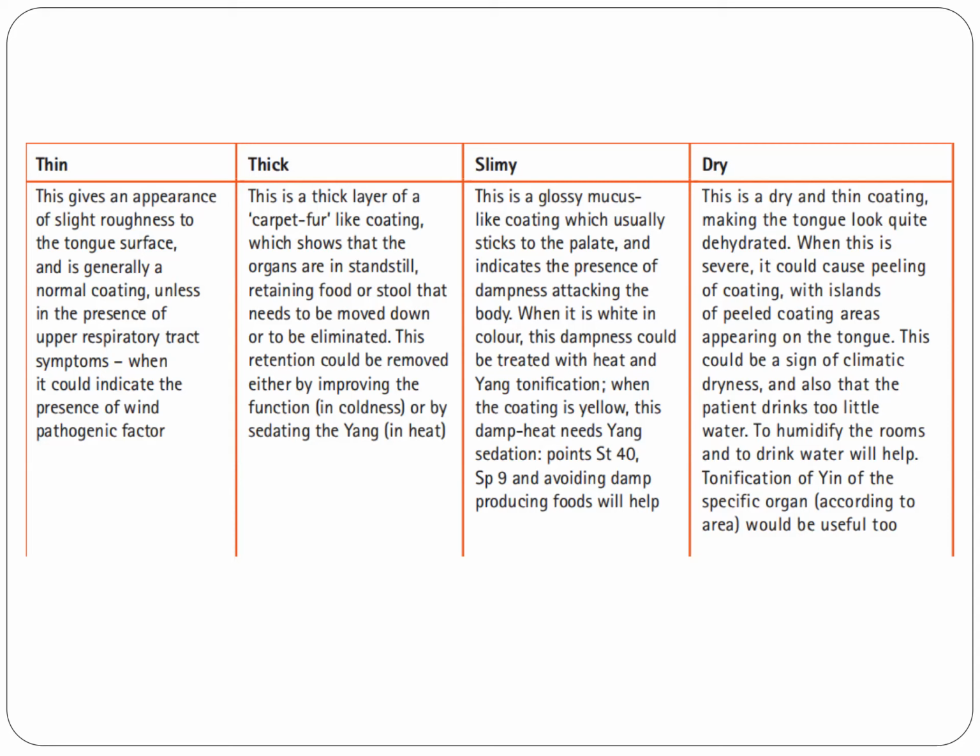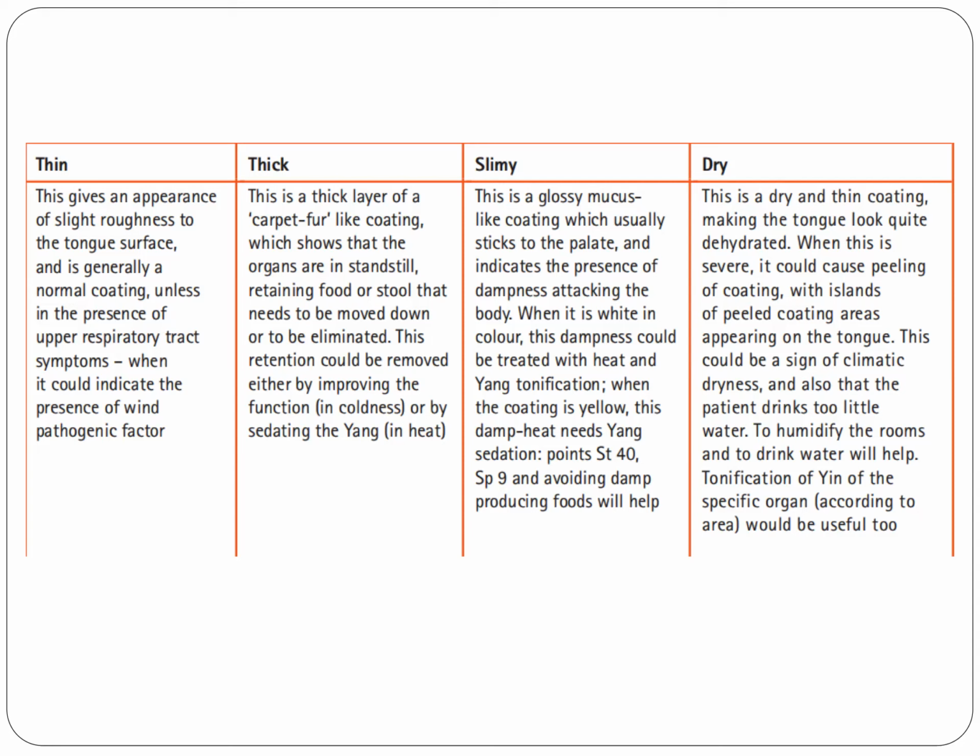Next is slimy tongue coating. This is a glossy mucus-like coating which usually sticks to the palate and indicates the presence of dampness attacking the body. When it is white in color, this dampness could be treated with heat in yang tonification. When the coating is yellow, this damp heat needs yang sedation. So use points stomach 40 and spleen 9, and avoiding damp producing foods will help.